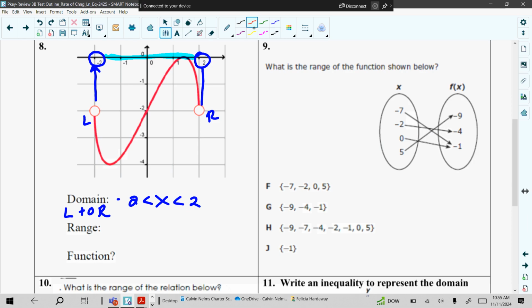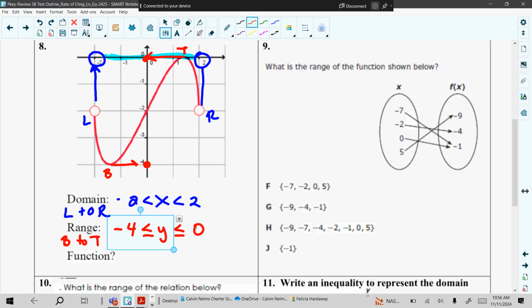All right, range. We look at the bottom to the top. Here's the bottom of the graph right here, and it's a solid line, so it's this point, -4. And the top of the graph is 1. No, it is 0. Oh. So we go from -4 is less than or equal to y, which is less than or equal to 0.